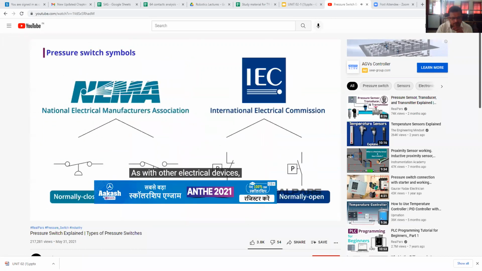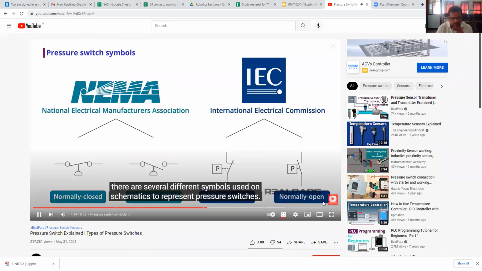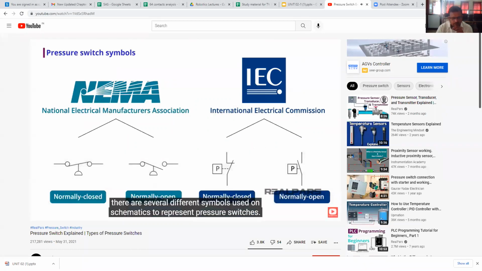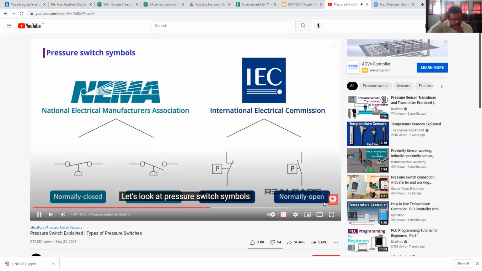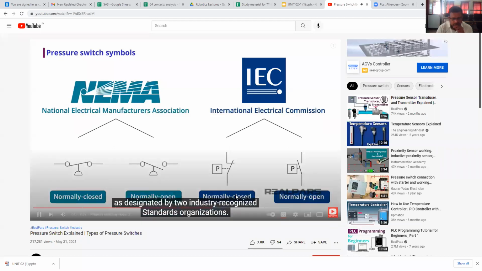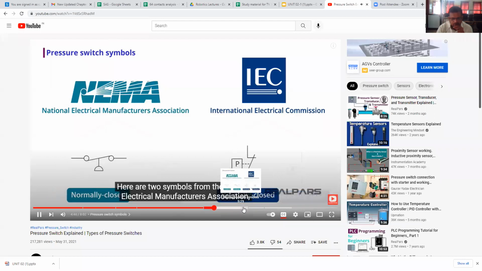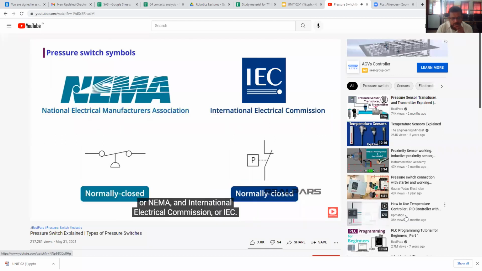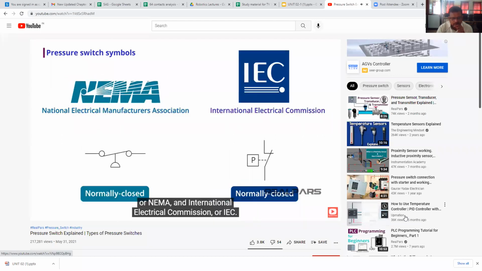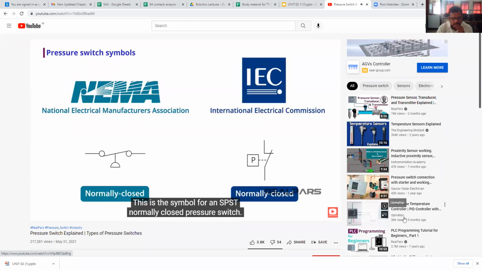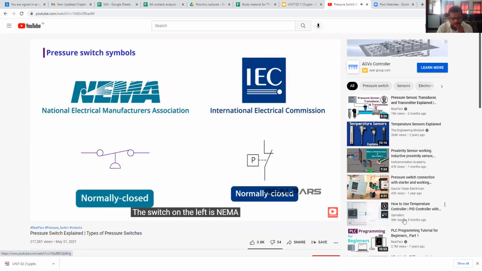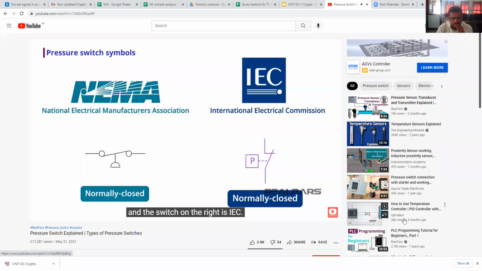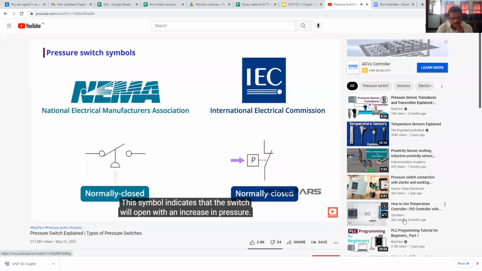As with other electrical devices, there are several different symbols used on schematics to represent pressure switches. Let's look at pressure switch symbols as designated by two industry-recognized standards organizations. Here are two symbols from the National Electrical Manufacturers Association, or NEMA, and International Electrotechnical Commission, or IEC. This is the symbol for an SPST normally closed pressure switch. The switch on the left is NEMA, and the switch on the right is IEC. This symbol indicates that the switch will open with an increase in pressure.